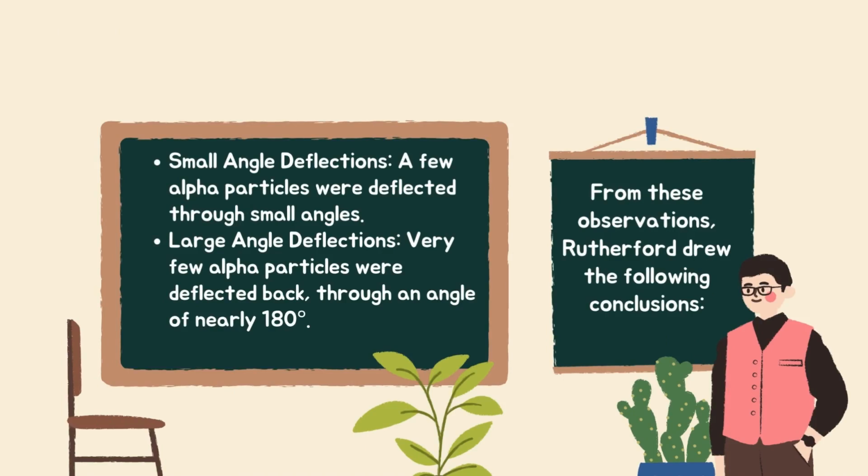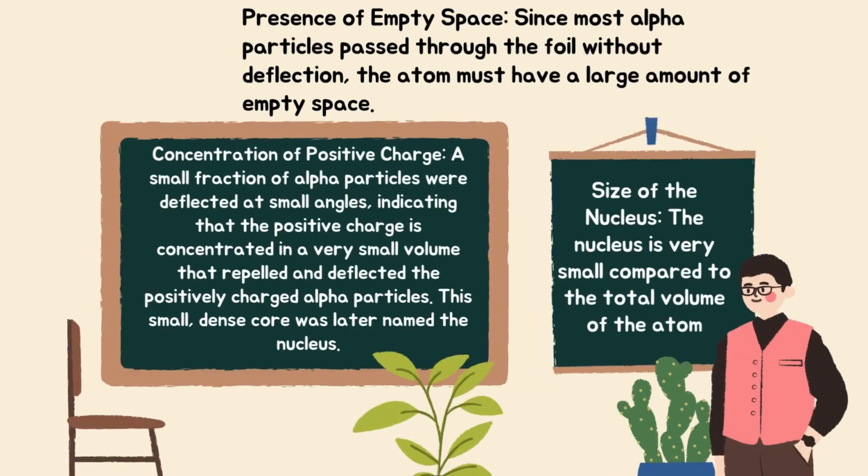Very few alpha particles were deflected back through an angle of nearly 180 degrees. From these observations, Rutherford drew the following conclusions. Since most alpha particles pass through the foil without deflection, the atom must have a large amount of empty space.